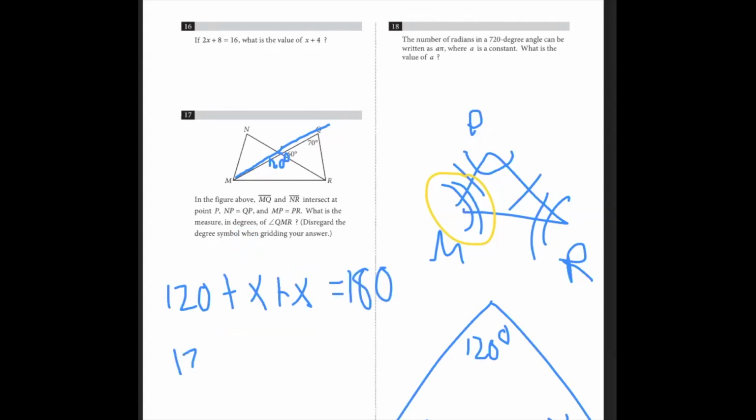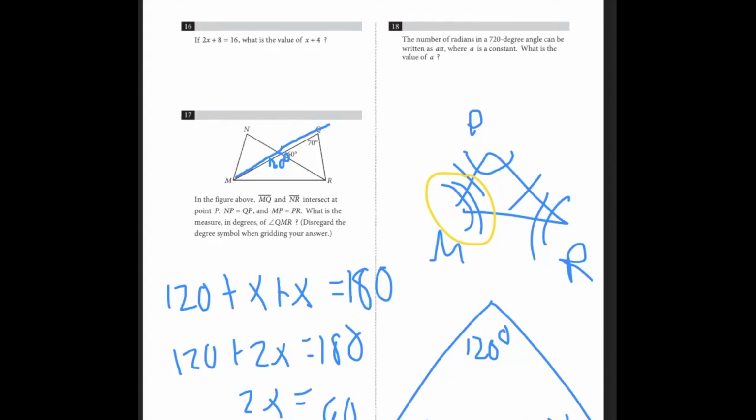This can just be rewritten as 2x over here. You could move the 120 to the other side. You should get 60 over here, 2x. When you divide by 2, we get that each angle is equal to 30. So that is our answer. That's how much that angle is worth. And you don't have to do that equation form. I'm just doing that just so it's easier to see the logic behind it.